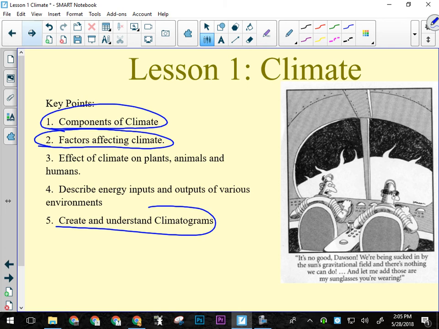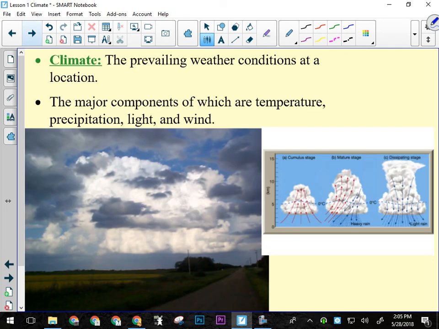Okay, so starting off, climate. The definition of climate is the prevailing weather conditions at a location. Prevailing weather conditions, not the current weather conditions, not the conditions 5 hours from now or tomorrow. What can I expect on a particular day in this place? That's climate, the prevailing weather conditions in that location.